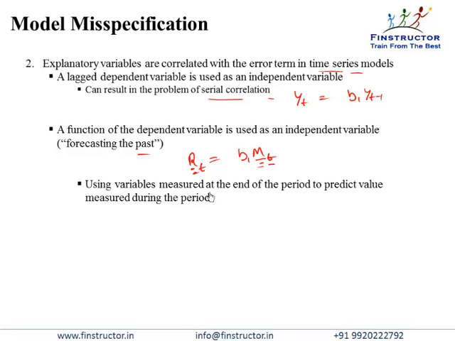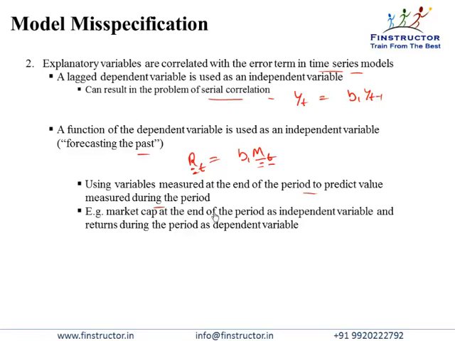So using variables measured at the end of the period to predict values measured during the period. Example, market cap at the end of the period as an independent variable and returns during the period as a dependent variable would create this problem.